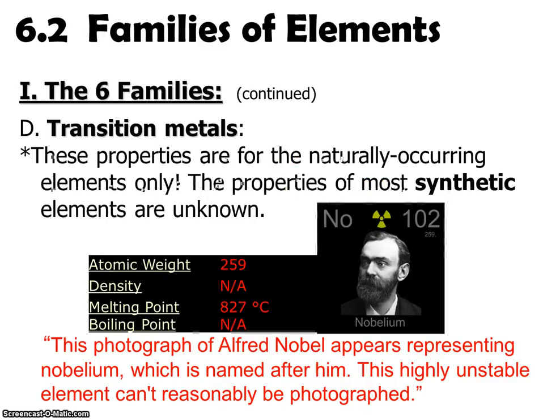So as I had said, the properties that we were just looking at are really only for the naturally occurring elements. So for example, if you were to look at many periodic tables that talk about the different properties, for the synthetic elements, they're not going to have a picture. For example, this one that I found online, some of its properties are unknown, such as its density and its boiling point, and many of its other properties, because there is not enough of it. What was quoted on that page is that this photograph of Alfred Nobel appears representing nobelium, which is named after him. This highly unstable element can't reasonably be photographed, which is why there is no picture for that, and why many of those synthetic elements have unknown properties.